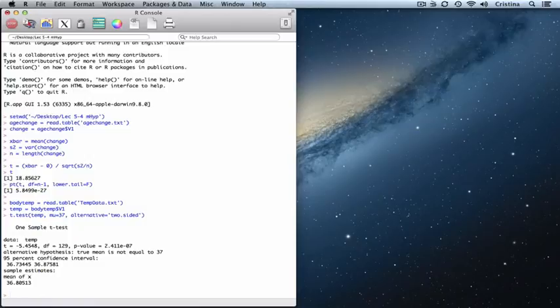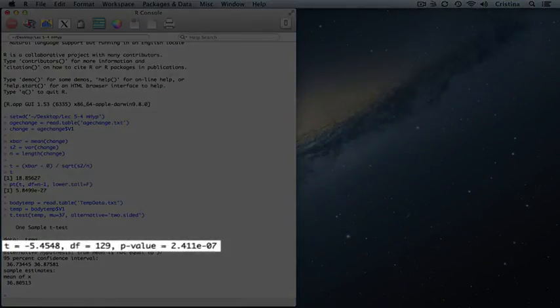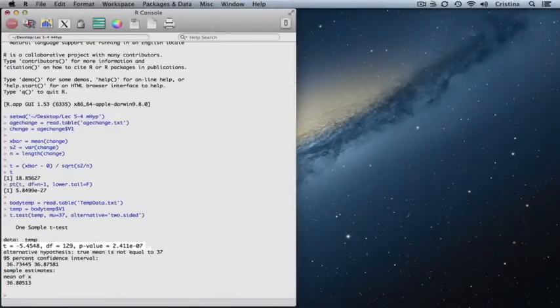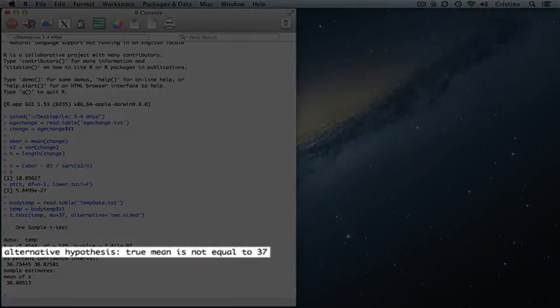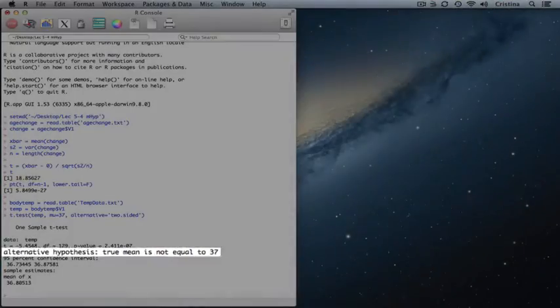We see in the output our test statistic of negative 5.455, our degrees of freedom 129, and the p-value. Since this p-value is very small, we can reject the null hypothesis and conclude the alternative, that the true mean temperature is not equal to 37 degrees.